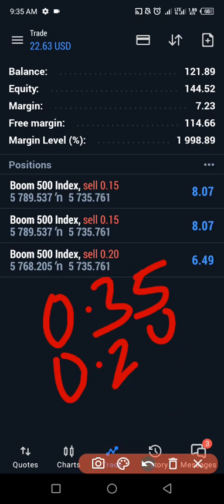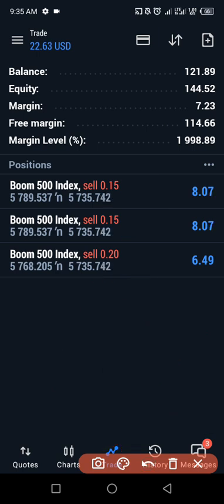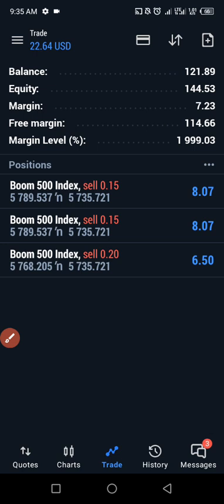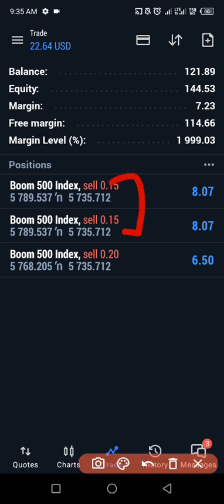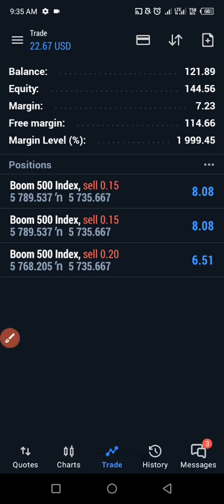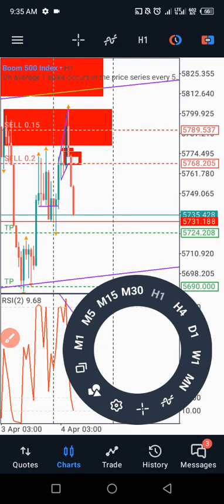And you can see that I was able to open multiple positions with 0.15 here and then with 0.20. So right about now I'm going to show you how I was able to take this entry, because you can see that we are in profits already and we are approaching our take profit.